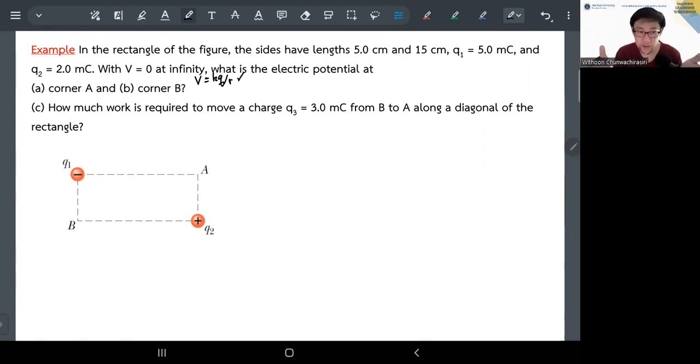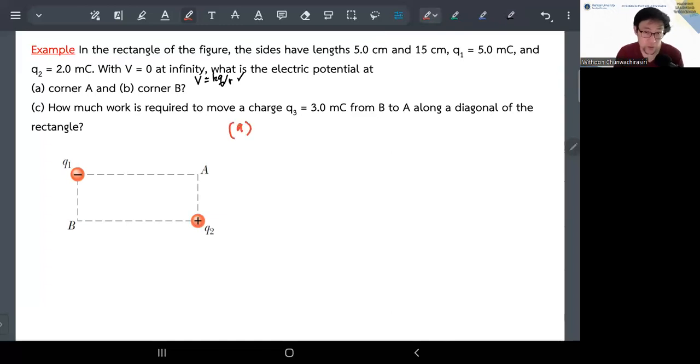So let's try the first question first, shall we? Because this is going to be the easy one to try. It's just the question of finding out the electric potential from charge distribution. Sounds good. All right, so let's attack problem A.